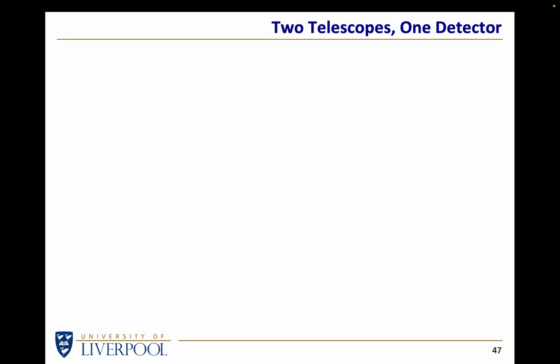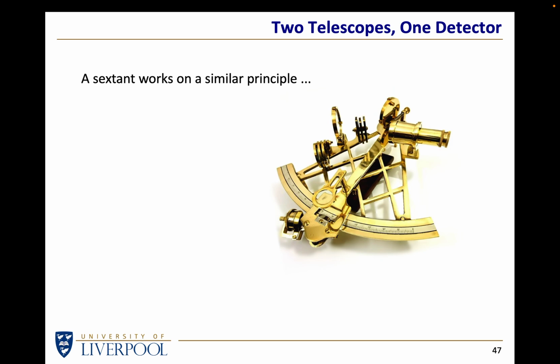Let's return to this crazy idea of, yeah, all very well, but why on earth have we got 2 telescopes? And why are those 2 telescopes sending stars to the same detector? That seems crazy. 2 telescopes, but 1 detector. There is a precedent for this idea, which you actually probably have heard about. And that's how sextants work.